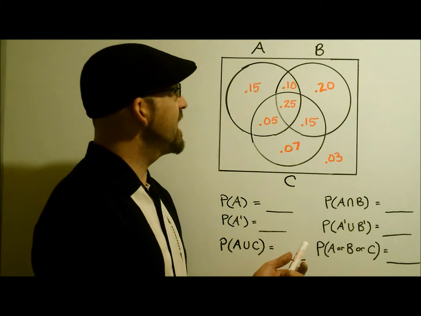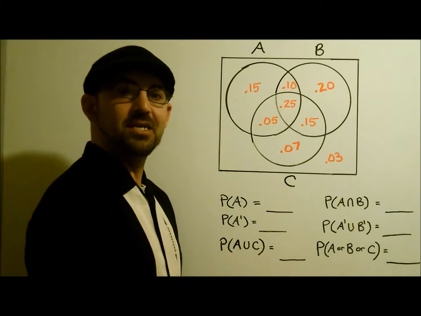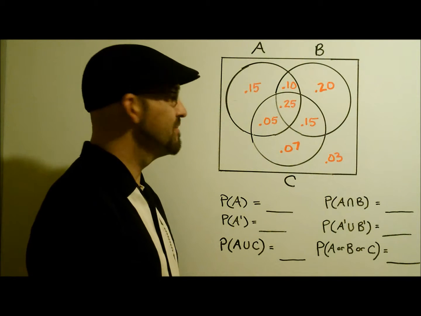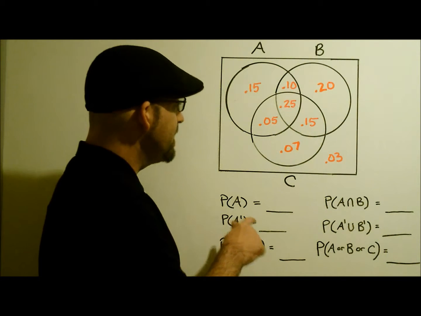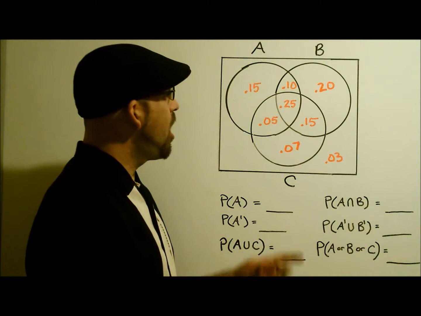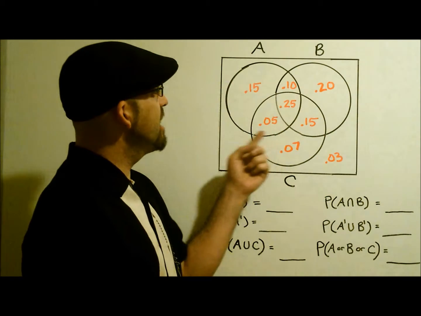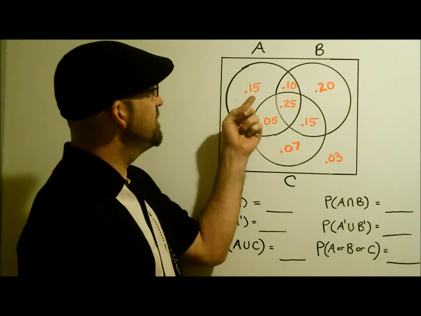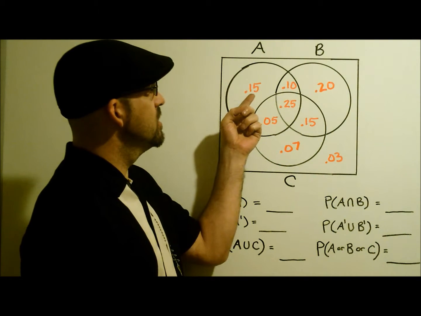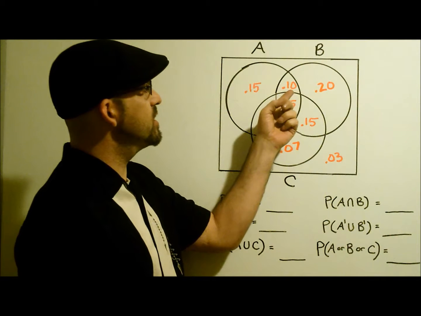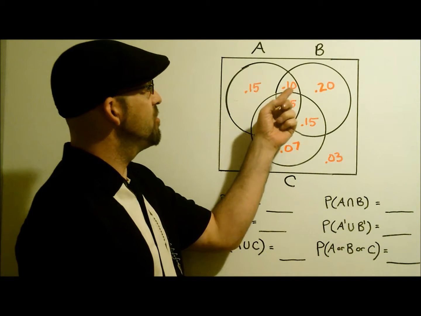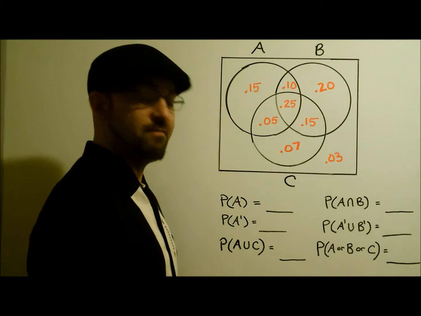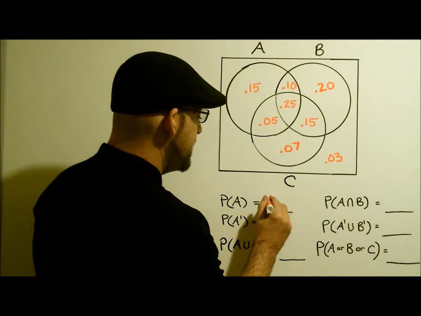So here is the Venn diagram with a bunch of probabilities that we need to figure out. So let's start with the first one. The probability of A. Well, all we have to do is add the entire circle of A. 5% plus 15% is 20%. 20% plus 10% is 30%. 30% plus 25% is 55%. That is the probability of A.